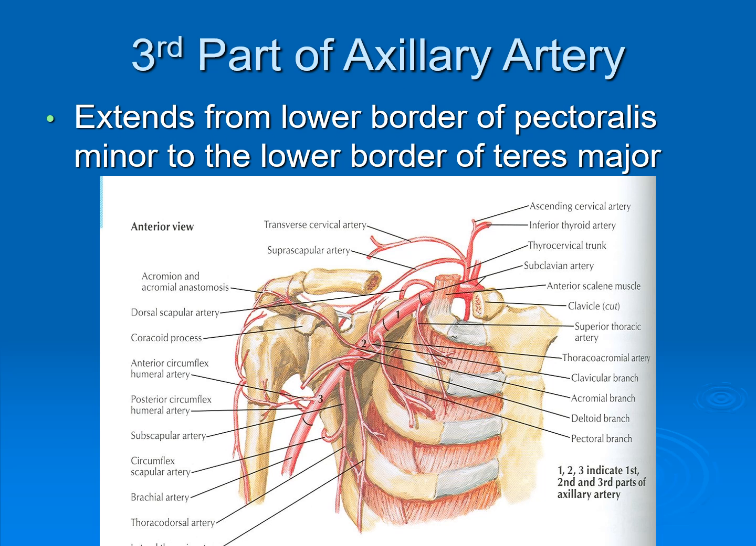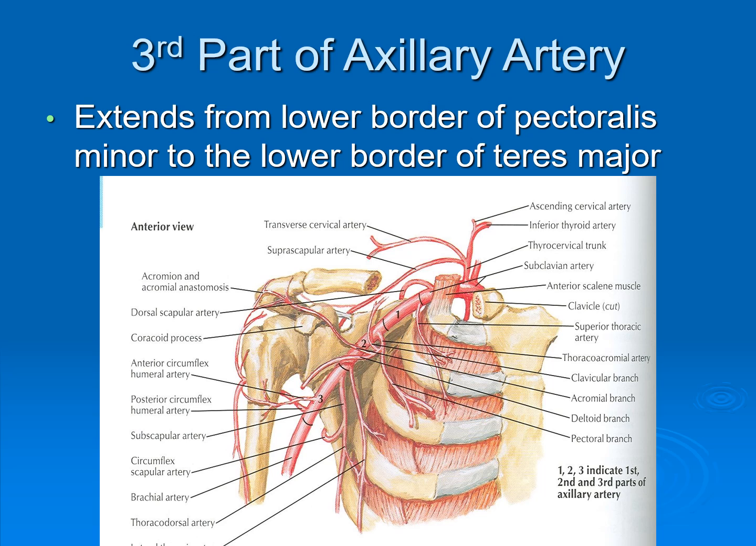Now we'll go to the third part. The third part is the part that ends up continuing as the brachial artery. So this third part, as you can see here, extends from the lower border of the P minor. Remember, the P minor lies just on top of the second part, so it separates the first and the second from the third.